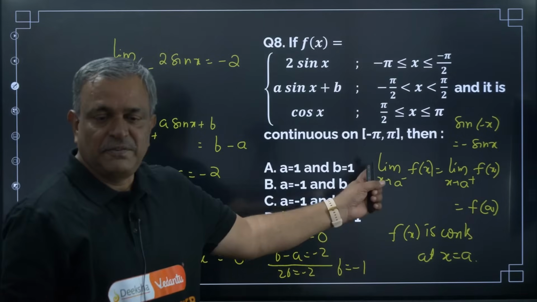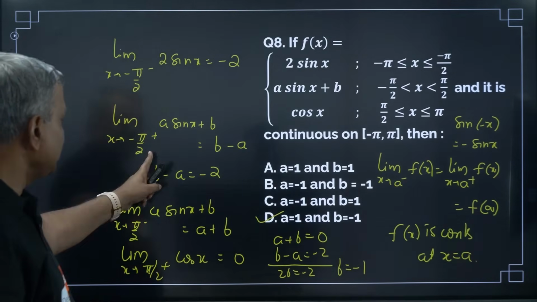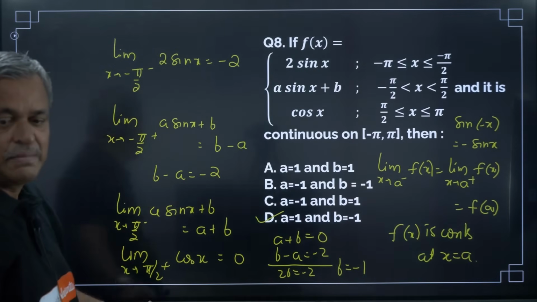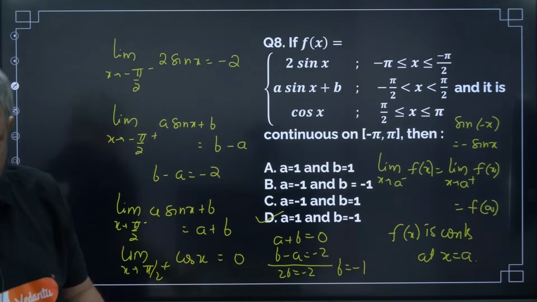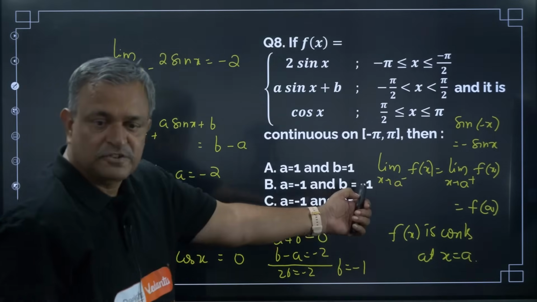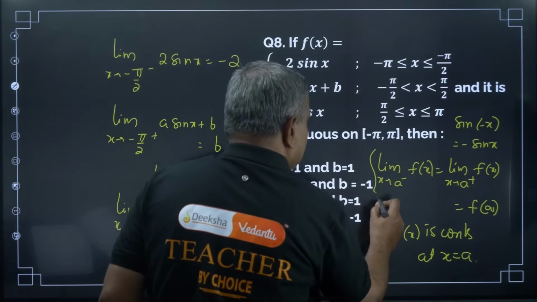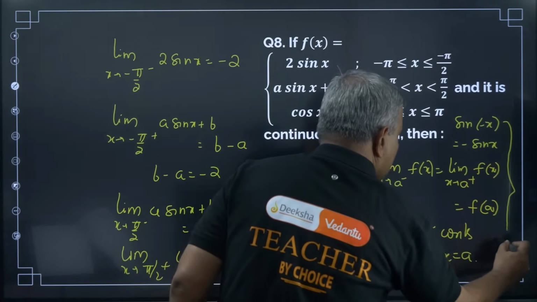So what's the concept? This is the left hand limit, this is the right hand limit. Left hand limit is equal to right hand limit, and you get the required value. Okay. The concept is this one. Whenever I write a curly bracket, these are the concepts.